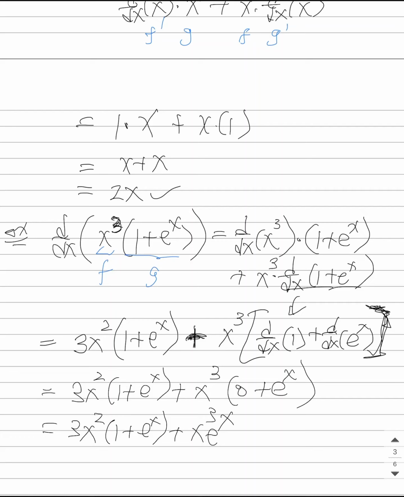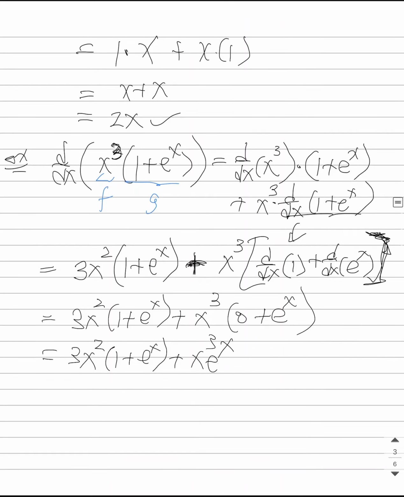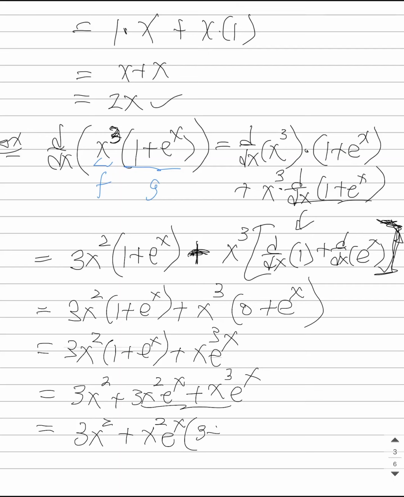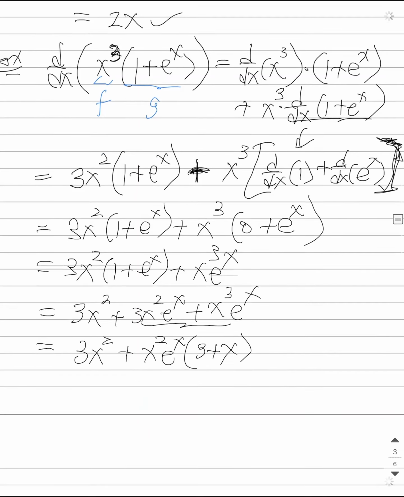And so this will end up giving me 3x squared, 1 plus e to the x, plus x cubed, e to the x. Now, you could be lazy and leave it like this, but more often than not, it's going to be to your advantage to try to factor these expressions as much as possible. A lot of what we do in Chapter 4 will rely on us factoring expressions as fully as possible. So for instance, we could write it as 3x squared plus these two terms. These two terms can be factored into a 3 plus an x. And then the final thing that we could do is take out an x squared out of all of these terms and write it as 3 plus e to the x times 3 plus x.